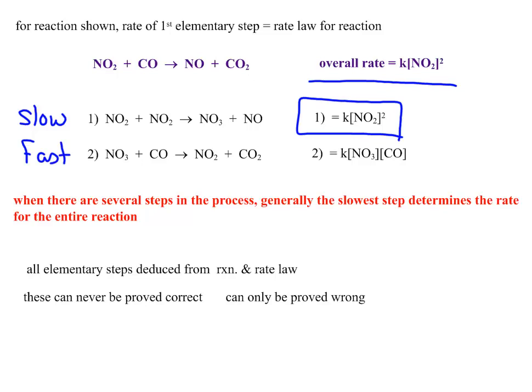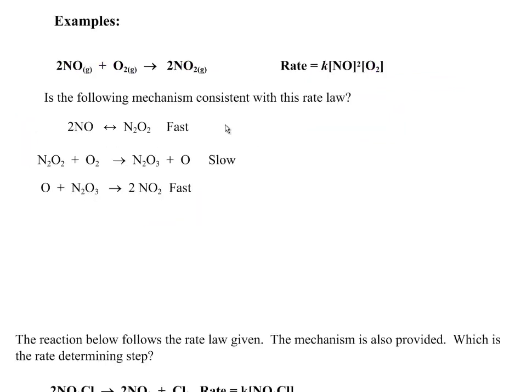All the elementary steps are theoretical. They're based on the rate law. They're based on the reaction. And you can't prove correct the mechanisms, so there may be multiple mechanisms for a particular reaction. You can only prove a mechanism is wrong. Let's take a look at a couple of examples.